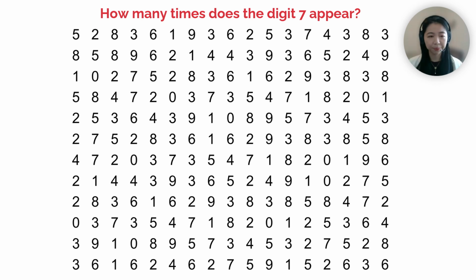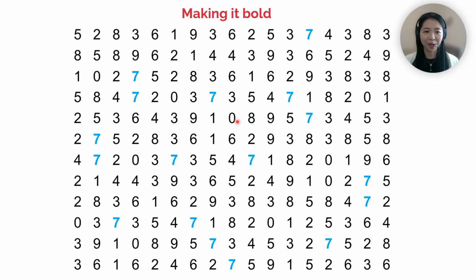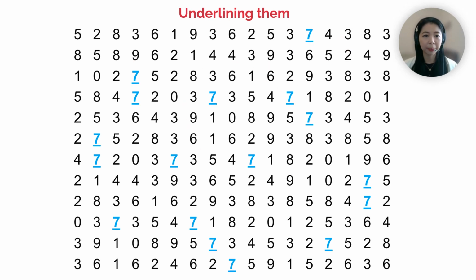How about now? Is it easier? I simply changed the color of the sevens to blue, and now it's easier to find them. So this simple formatting change makes it much easier to count and analyze the data. And now I've made the sevens bold as well. So this makes them stand out even more.